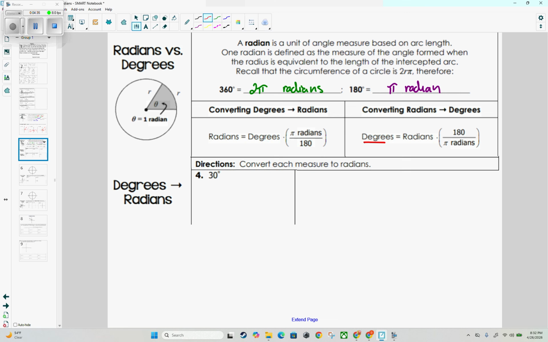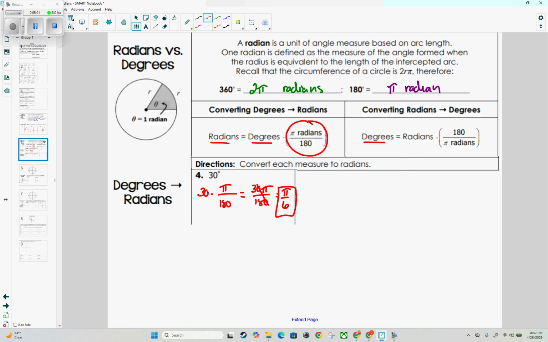So I was given degrees. I have 30 times, and if I want the radians, I take the degrees times pi over 180. So I'm going to write pi over 180. And that gives me 30 pi over 180. And I'm going to reduce this down. So 3 goes into 18 6 times. So this is pi over 6.